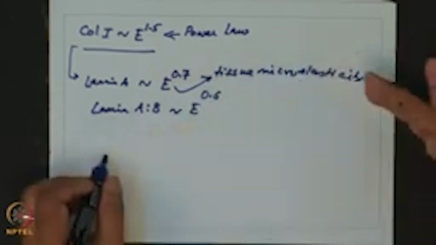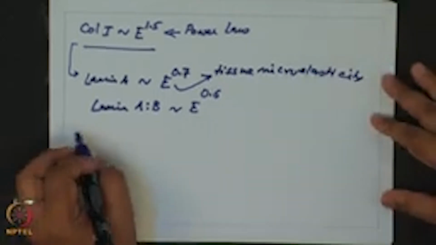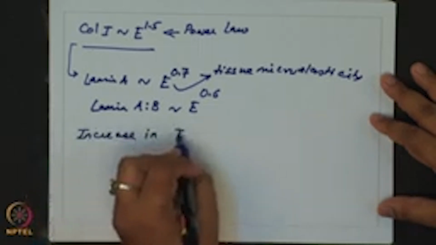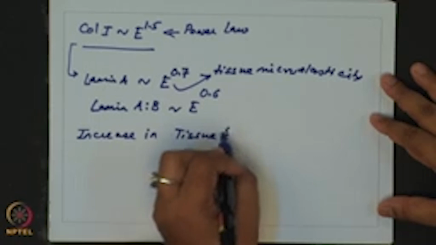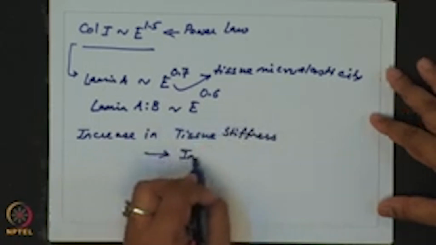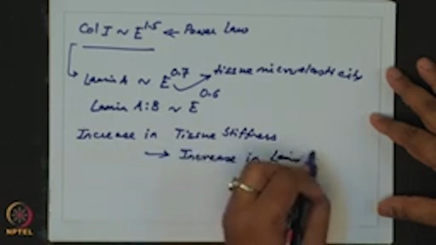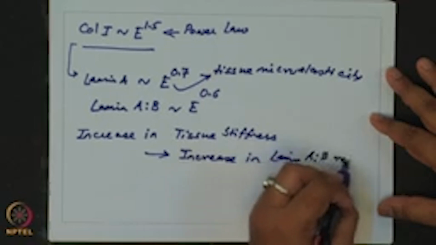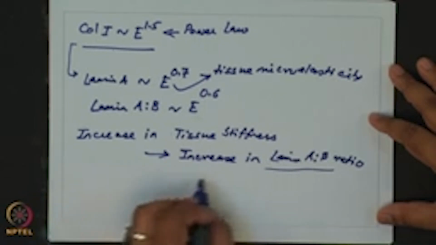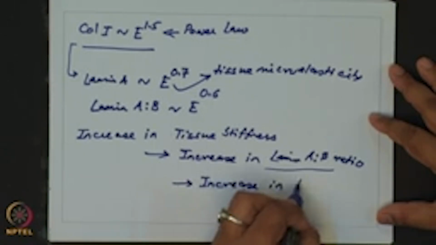So, what it tells you is that an increase in ECM stiffness, or tissue stiffness, is linked to an increase in Lamin A to B ratio, and an increased Lamin A to B ratio is associated with an increase in nuclear stiffness.